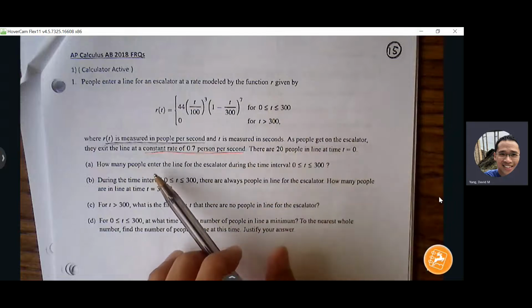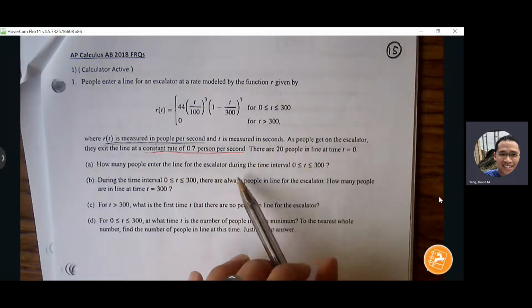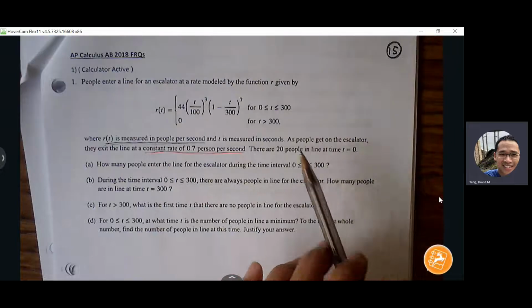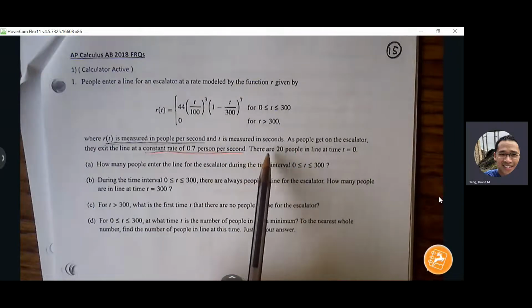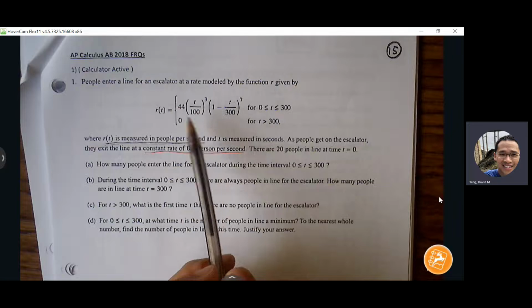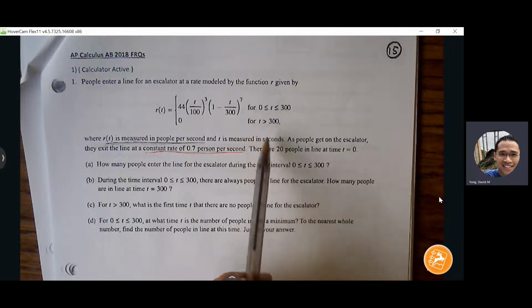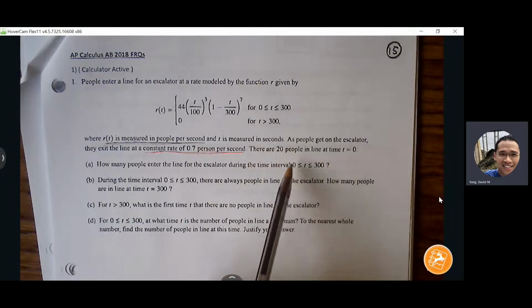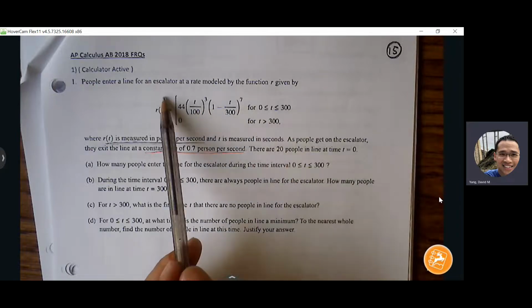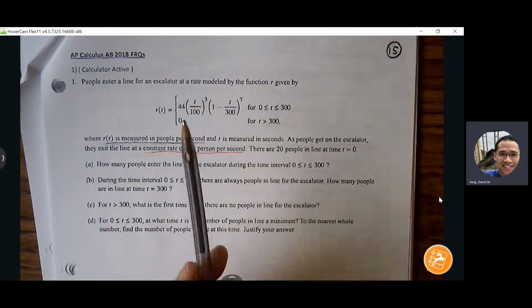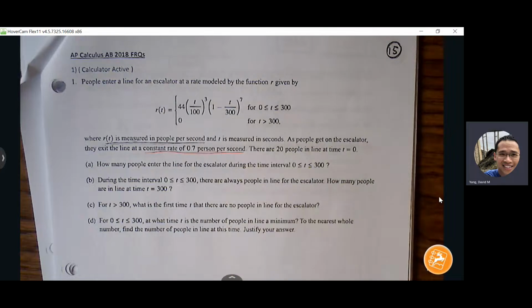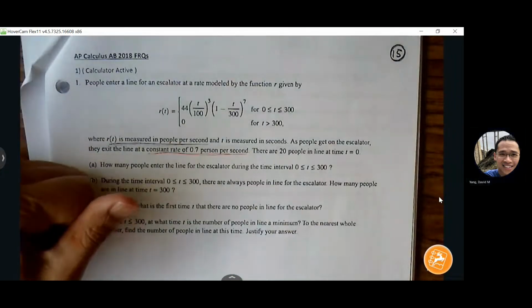So part A, how many people enter the line for the escalator during the time from 0 to 300? Okay. So we want to know how many people enter the line. We don't have to count the number of people that's already in line, just the people who enter the line from 0 to 300. So we just rely on this integral here. Just take the definite integral from 0 to 300, part A.